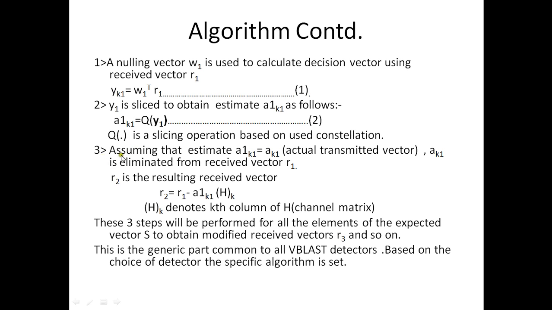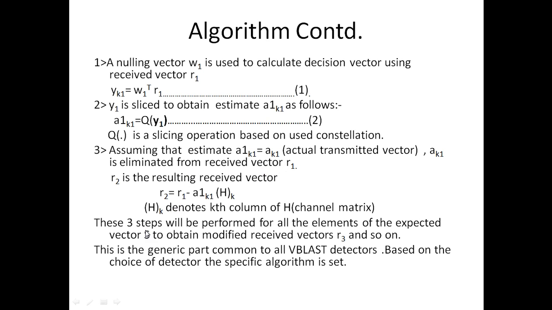Then you have your estimate a1k1, and we make an assumption that it will be equal to the actual transmitted vector. Based on this assumption, we subtract it, cancel it out, or eliminate it from the received vector and get a new received vector R2. So basically these are the key generic steps of the BLAST algorithm. First step, finding the nulling vector and then making the decision parameter. From the decision parameter, we obtain the estimate of the transmitted vector a, and we perform a slicing operation to do that. And thirdly, we subtract this estimate from the received vector.